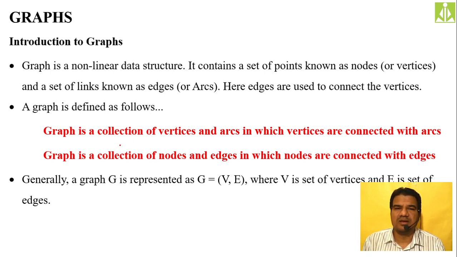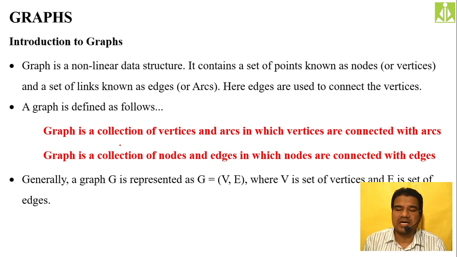All those are linear data structures, because we can traverse in a sequential way. We have only one straight path from the starting node to the end node. But when we talk about trees, or when we talk about graphs, they are non-linear data structures. There can be multiple paths between the given nodes, or between the given vertices. That is the reason why we call it a non-linear data structure. Graph is a non-linear data structure.